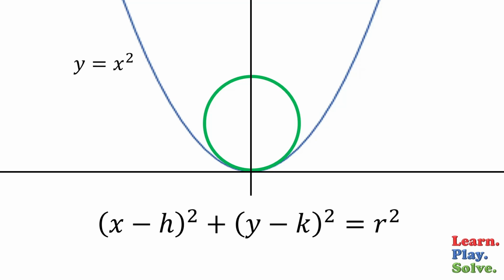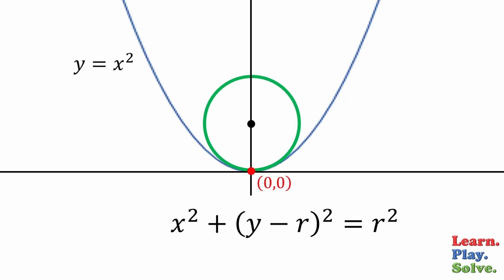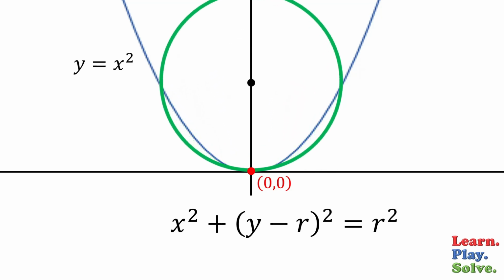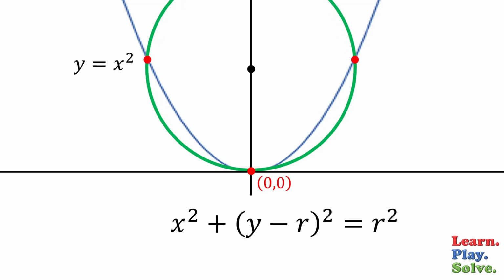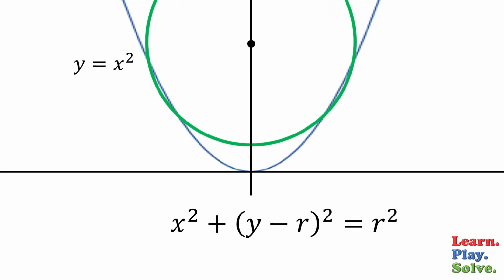Let's start with the equation of a circle, where (h, k) is the center. If we call the radius of this circle r, that would mean its center is at (0, r). And in this case, we know the circle will always be touching the parabola at the origin, (0, 0). In fact, that must be the one and only point where they intersect. If there were any other points of intersection, then the ball would already be too big to touch the bottom.